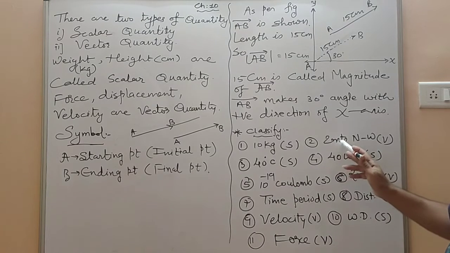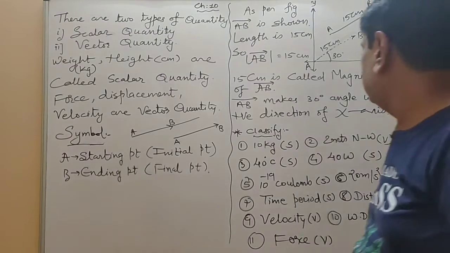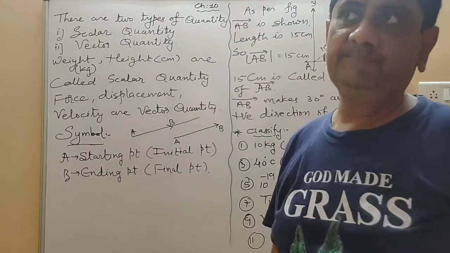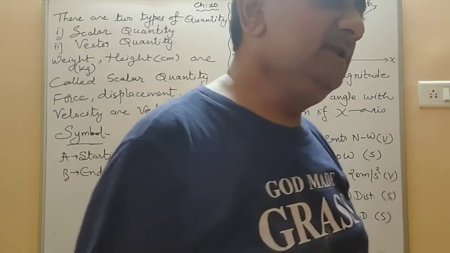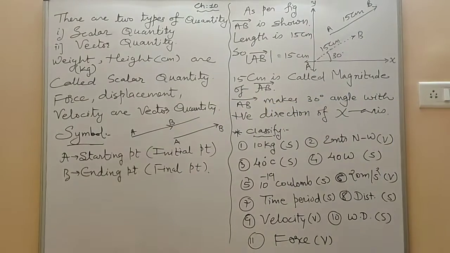Second, 2 meter north-west direction. It is a vector quantity. Why is it a vector quantity? Because 2 meter is a length, and length is a scalar quantity. But the north-west direction is specified over here. Now it is not a scalar quantity, it is a vector quantity.